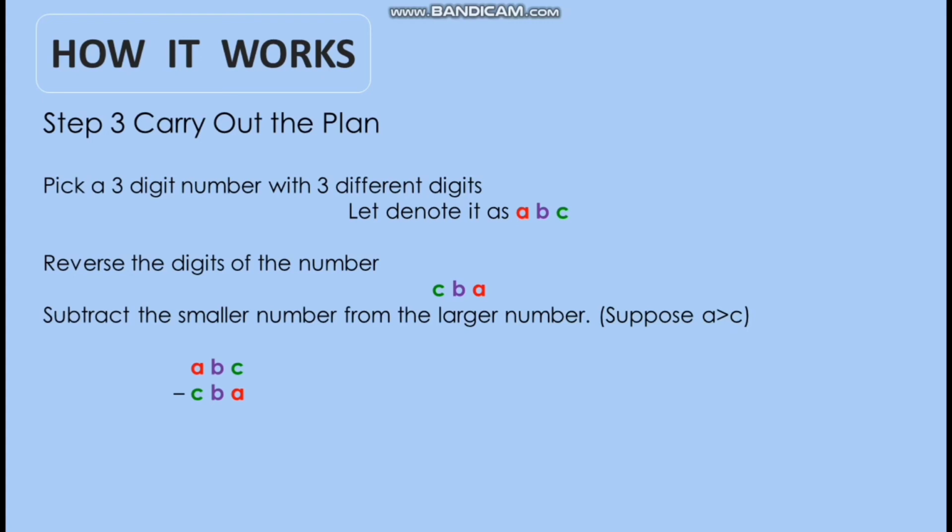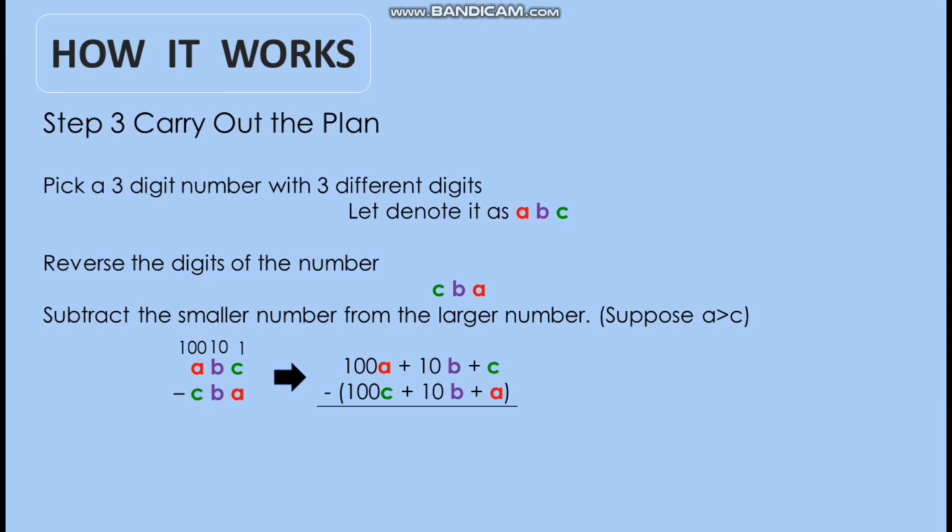So, paano nga ba natin isosolve to? So, we need to consider the placeholder of each digit in a number. So, we have hundreds, tens, and ones. Now, let's write these numbers in expanded form. The number ABC represents 100A plus 10B plus C. And similarly, the number CBA will be 100C plus 10B plus A.